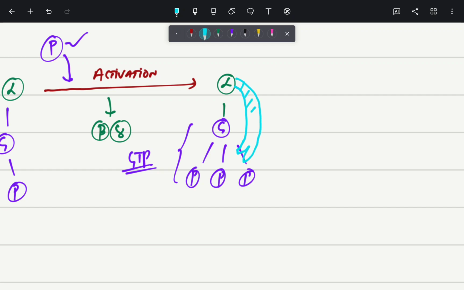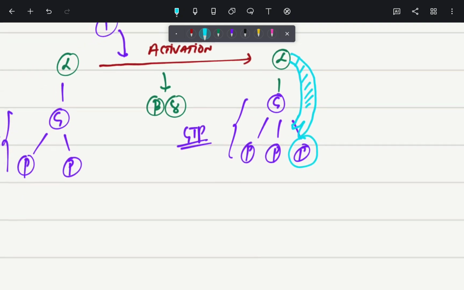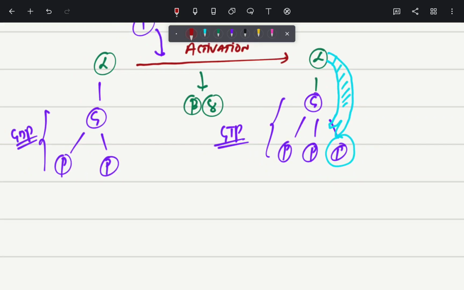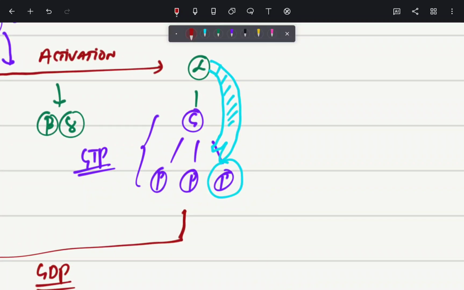Now as you can see here, the alpha subunit has a scissor. Now what is this scissor? This scissor is going to remove the phosphate here. Whenever this phosphate is removed, this guanine triphosphate will again get converted into guanine diphosphate. Now what is the scissor present here? The scissor is nothing but an enzyme called your GTPase. Now this GTPase enzyme is an intrinsic enzyme which is present on the alpha subunit. And eventually it will remove the phosphate from the guanine triphosphate.